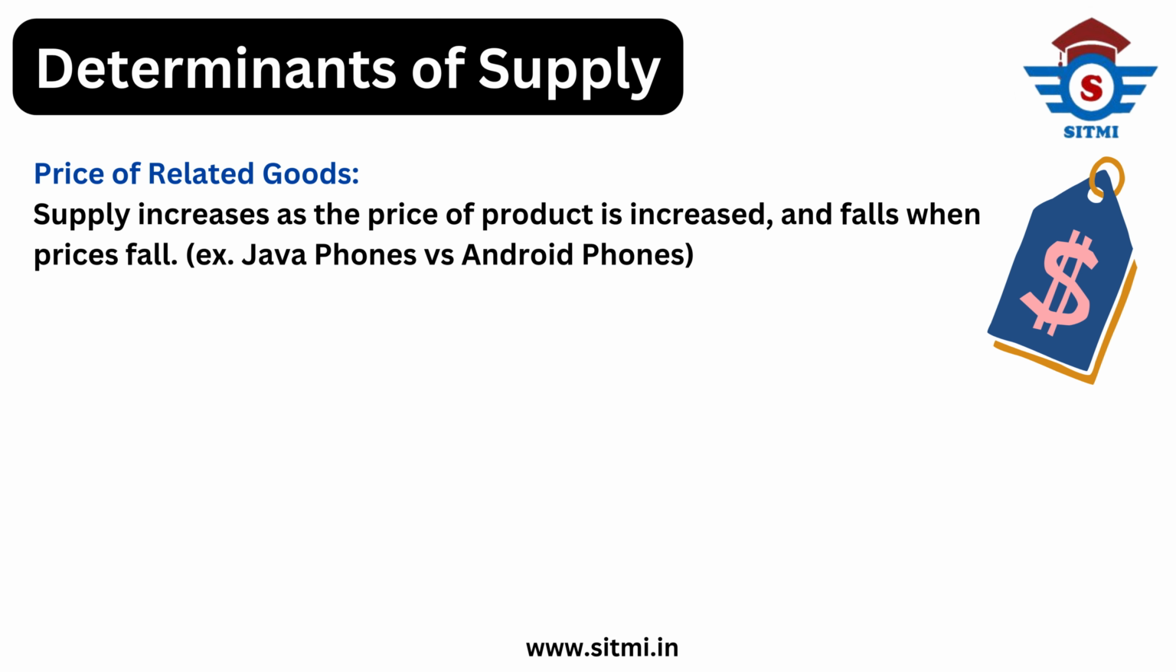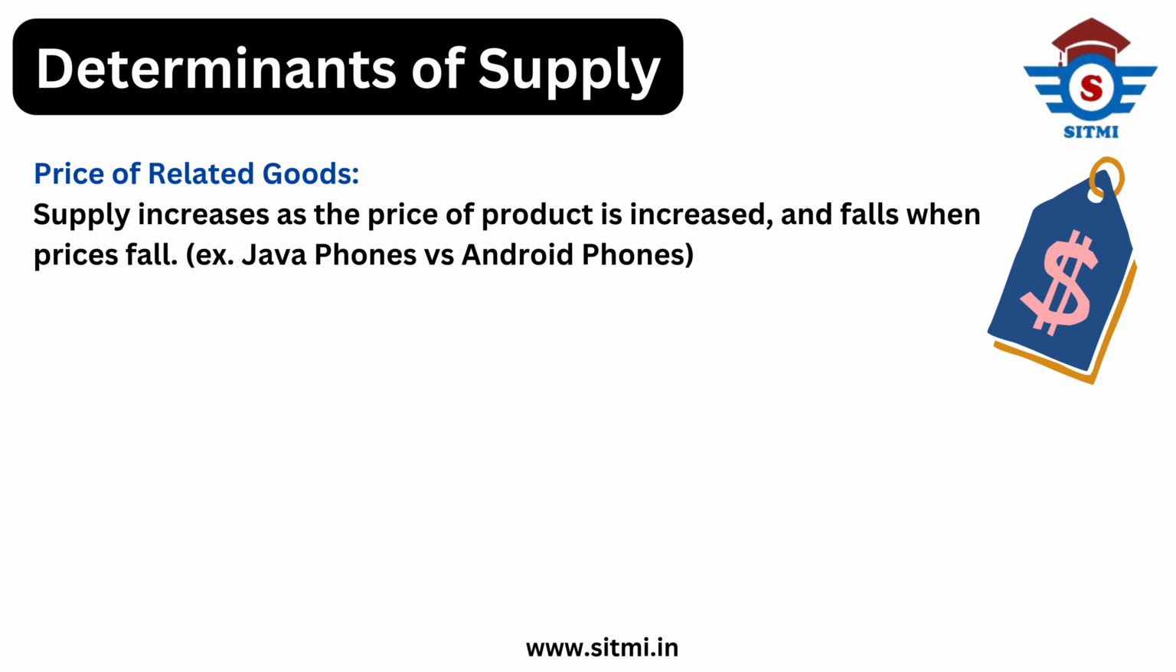In this case, the law of supply states that the supply of a product increases when the price of the product is increased in the market, and vice versa. That means the supply of a product falls when the price of a product falls in the market.